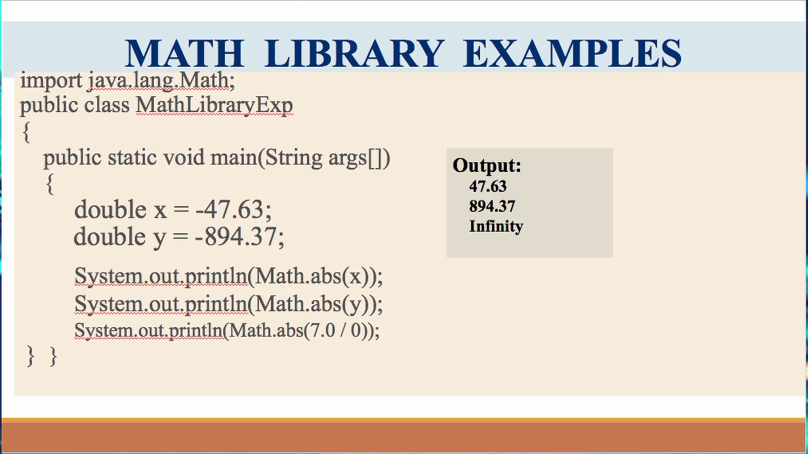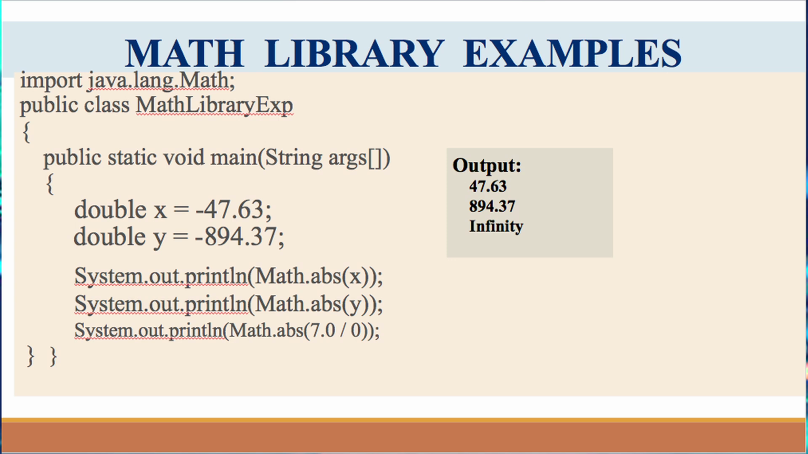In the first line you can see Math.abs(x). It will convert x into absolute form, where there is no plus or minus sign. So you can see the output 47.63, and in the second output statement we are converting y into an absolute value.